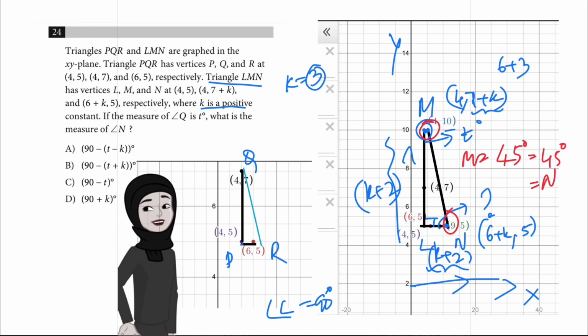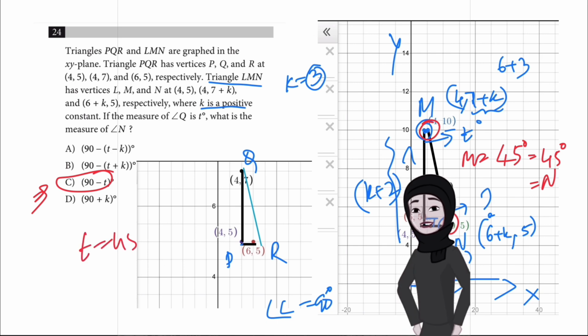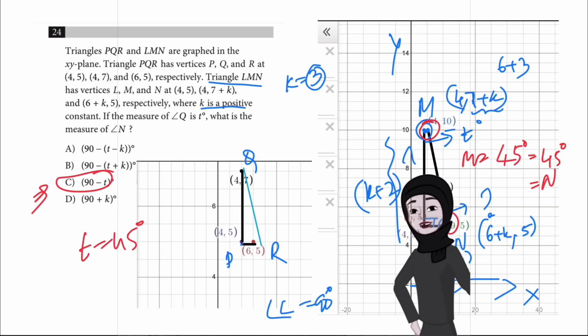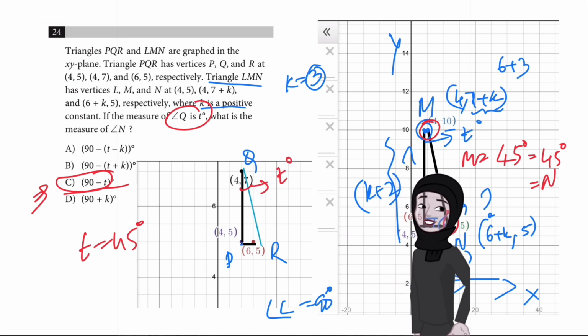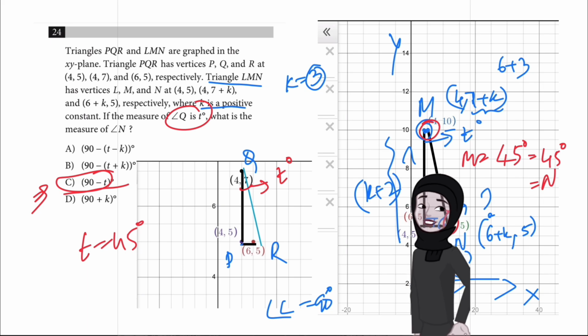Of the given choices, if you observe answer choice C, that is the one which has 90 minus t, which is equal to 45 degrees, because we know from the previous work that t is equal to 45 degrees. That means answer choice C, instead of saying 90 minus 45, they have given it in terms of t. In this triangle, angle Q is equal to t. So therefore, to match it, we can match it to answer choice C. Of the given choices, only 90 minus t is equal to 45 degrees. So the measure of angle N is 90 minus t degrees.